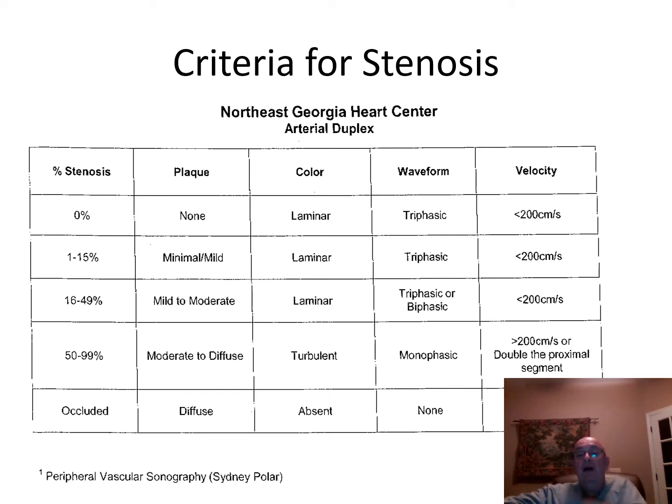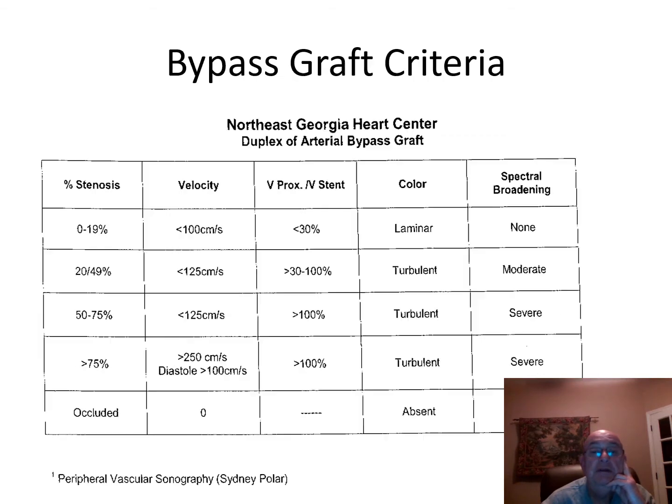Or if you use velocity ratios, which we'll see in a minute, at least the doubling of the velocity from the proximal segment. I don't think occluded needs much of a description. A lot of plaque, no signals.